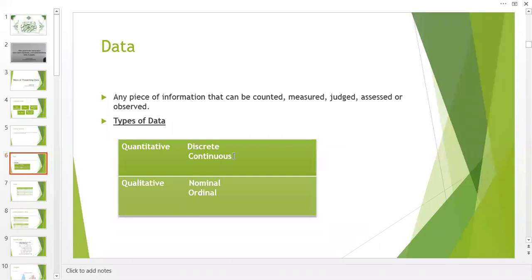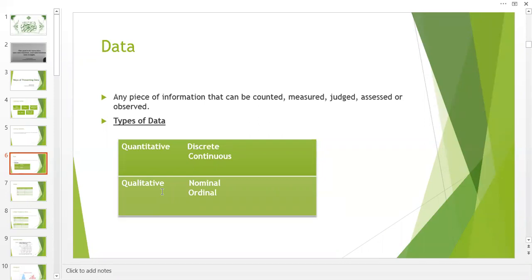Whereas in continuous data, the items can take infinite values. For example, weight or height of a person. Weight can also be 10.6687 kg, so there can be infinite values in between. Now coming to the qualitative data.